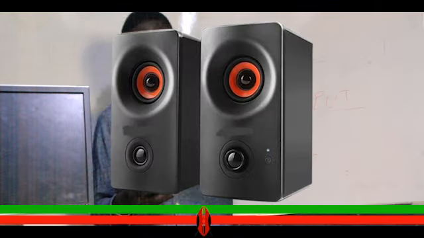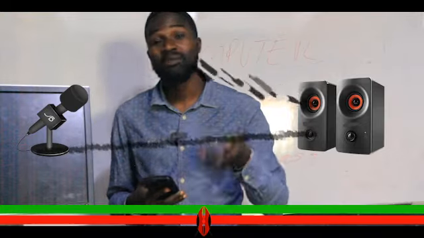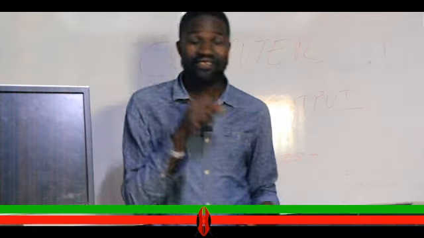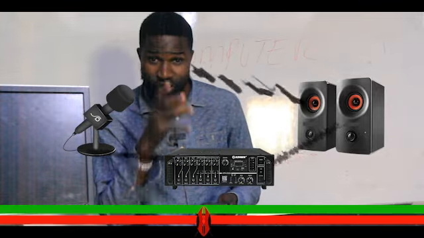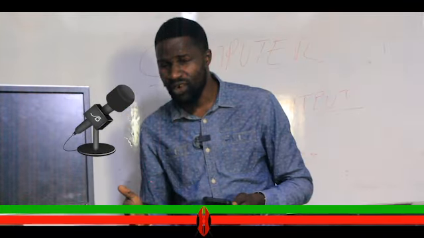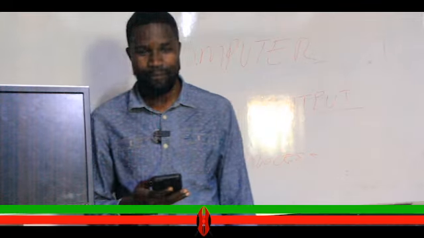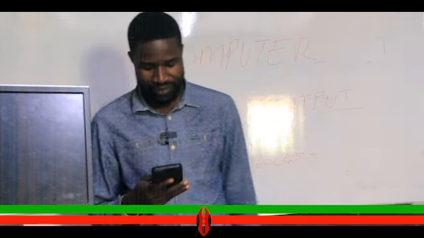Then we have speakers. Of course, we said the microphone will help you input sound, and the speaker will help you output sound. Just like at church, when people are singing, they use microphones as input to input their voices, which are then processed by the amplifier, which amplifies their voice. Then the speaker gives the voice as an output. So the microphone is the input, the amplifier is the processor, and the speaker is the output. All these are just computers, because they all come from computer programs.